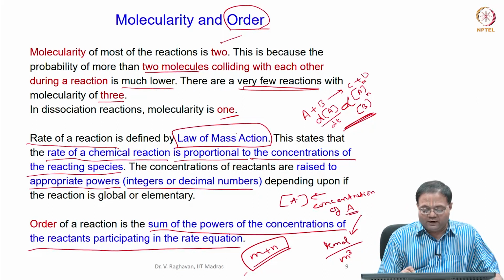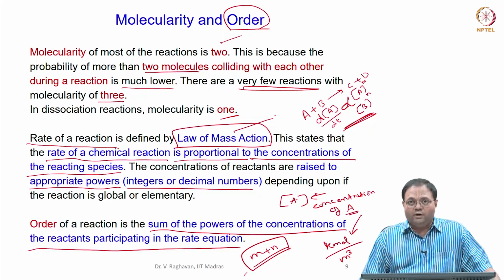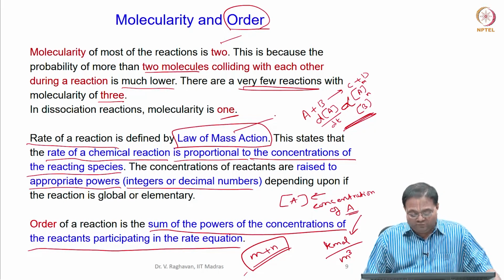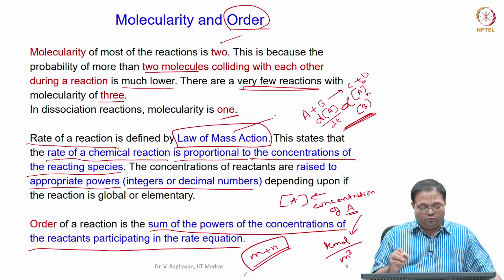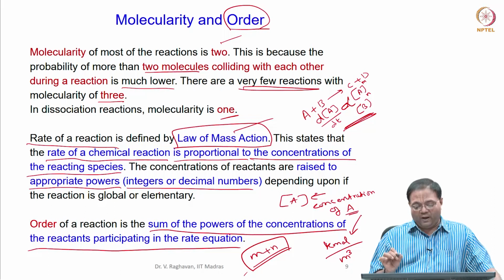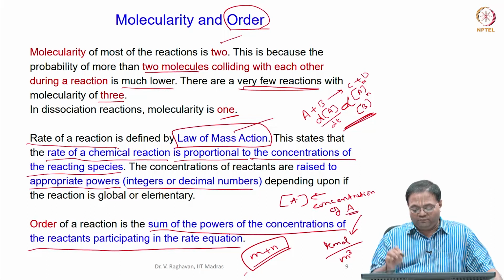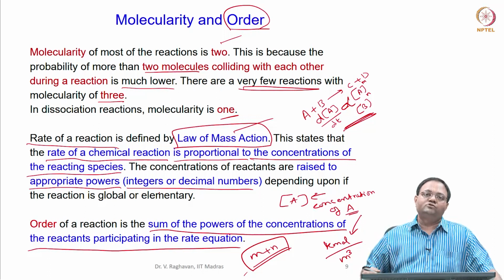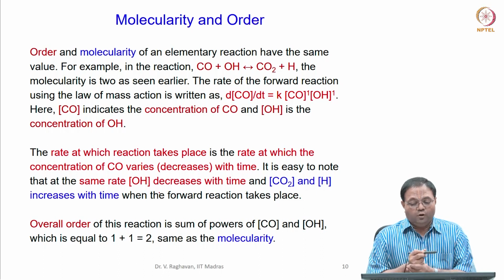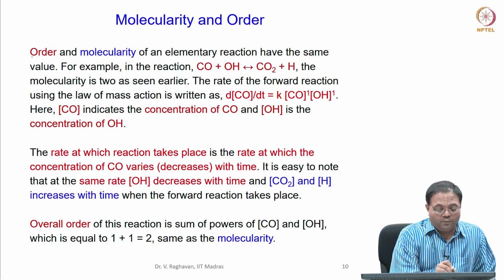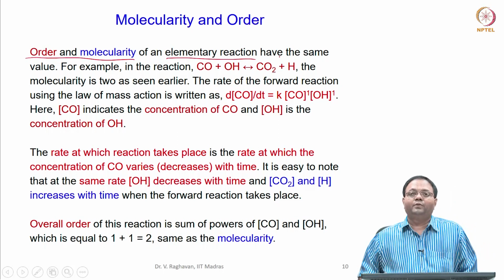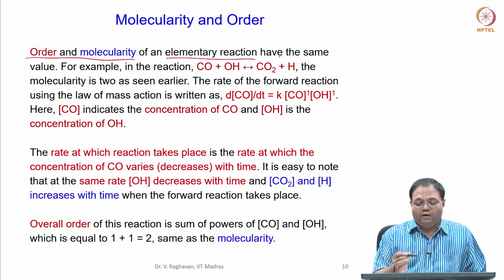So, the law of mass action defines the rate of reaction as proportional to the concentrations of the reacting species raised to appropriate powers, and the order is defined as the sum of the powers to which the concentrations are raised. Now, order and molecularity of an elementary reaction are the same, both are same. So, they will have the same value.